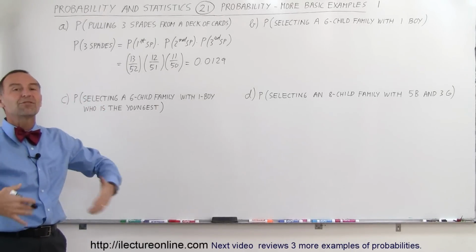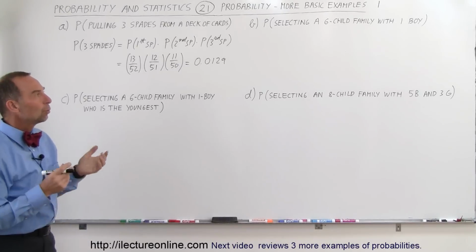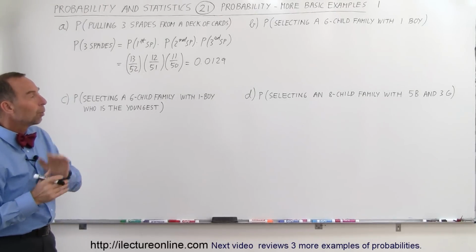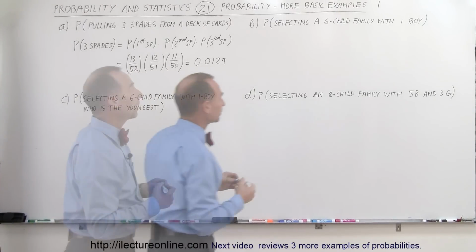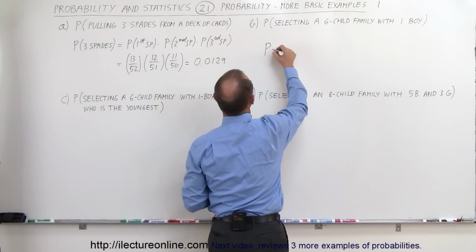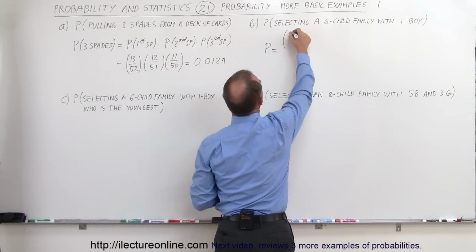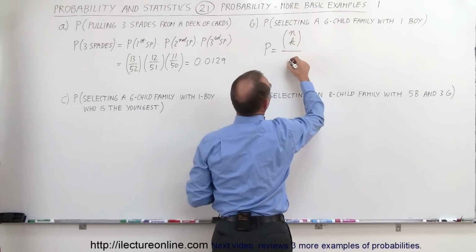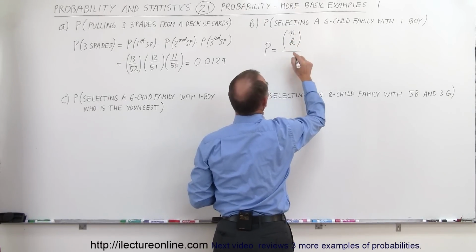Next, we're trying to select a six-child family with one boy. So out of a group of six-child families, what would be the probability of pulling somebody that only has one boy? How do we do that? So the probability would be equal to n choose k divided by 2 to the n power.